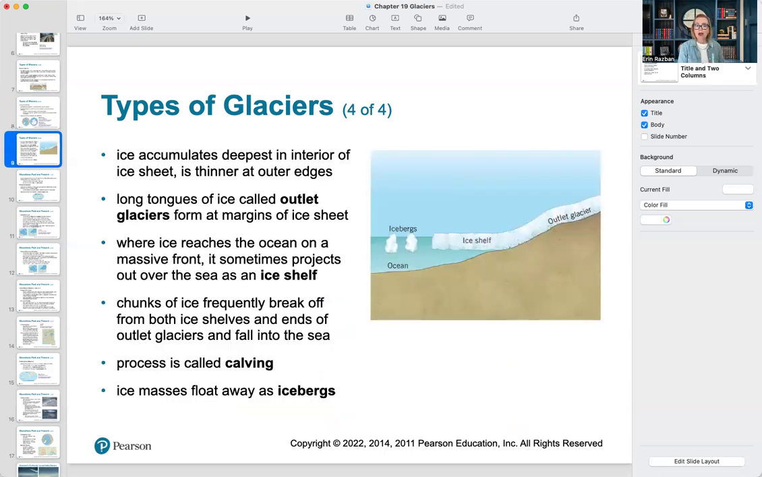Around the margins of these massive ice sheets, we find outlet glaciers. They're like tongues of ice that extend between rimming hills and often reach the sea. I have an excellent picture I will show you in a moment. When these outlet glaciers reach the ocean, chunks break off to form icebergs in a process called calving. This happens at an accelerated rate today due to climate change, which is also contributing to sea level rise globally.